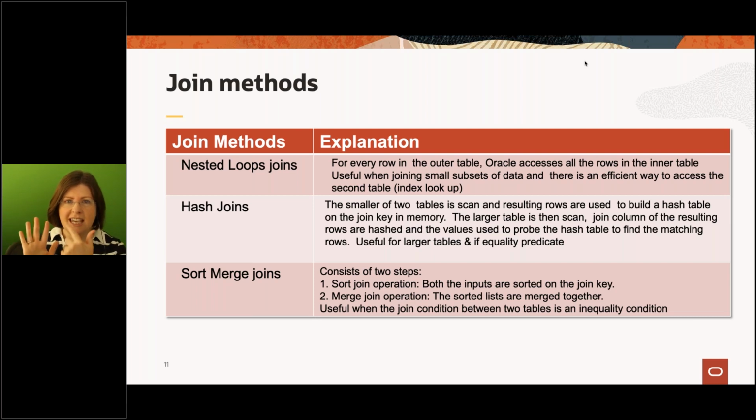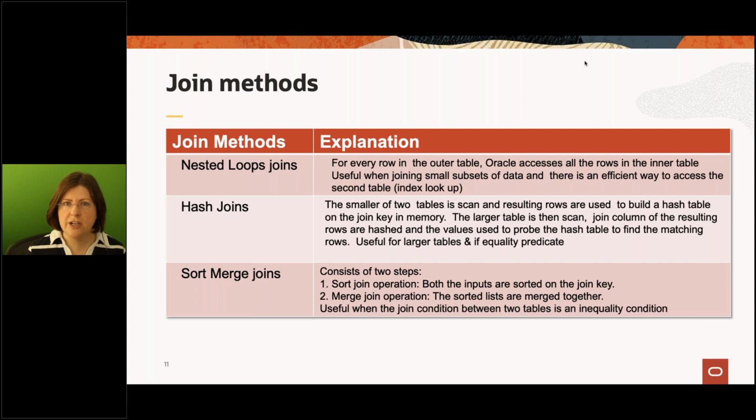We then go and scan the larger of the two tables, which will be the second one. Again, we'll apply any where clause predicates we have to that. And then the same hashing function is applied to the join column of the second table. And then we do a lookup in the hash table to see whether or not we have a match.